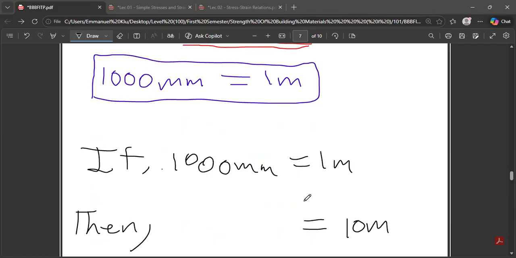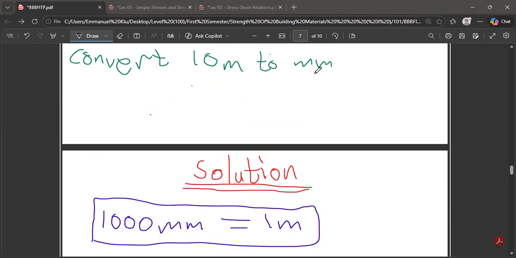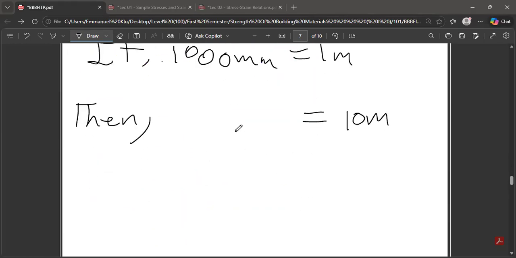Okay, it's equal to what? Now you see the millimeter. We don't know it, we are now converting into millimeters. What do we put over here? X. Are we good to go?